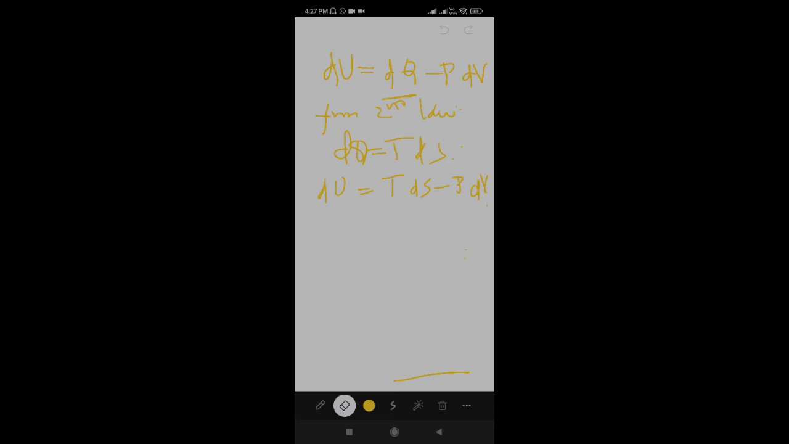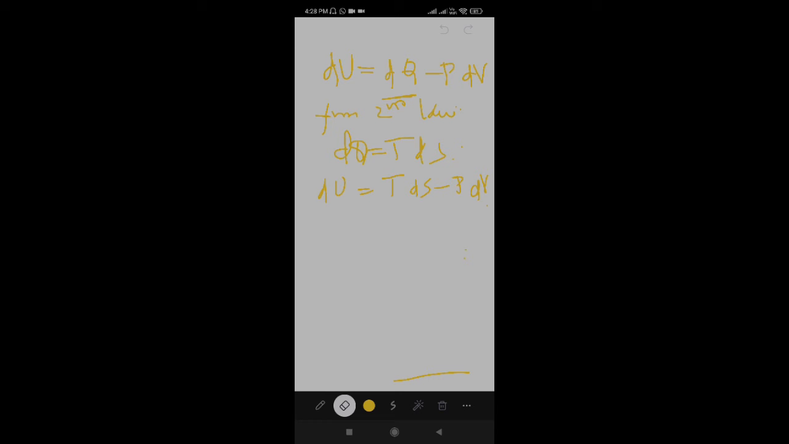Whenever you put the second law, du appears to depend on all four parameters. Otherwise, you notice that du is equal to dq minus pdv, meaning this du is a function of p and v only. Okay.